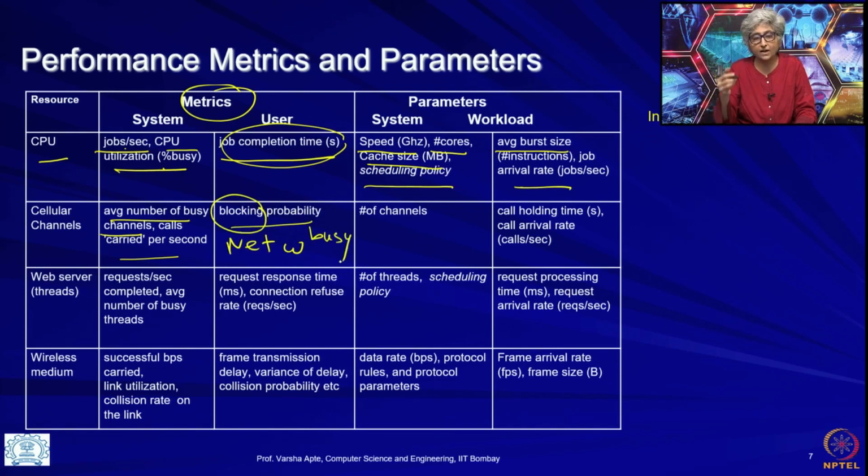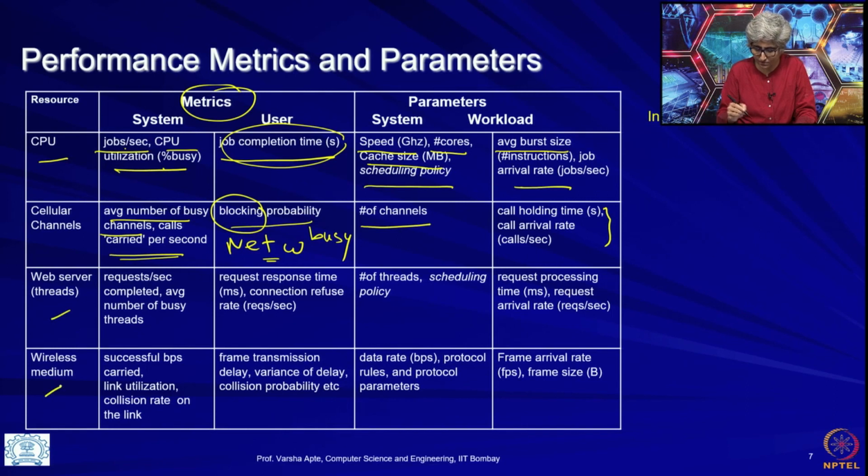What is the probability that I tried to dial something and I got network busy? The parameters, of course, will be the number of channels. If there are fewer channels, then you can't carry that many calls, because many people will get network busy. This is the parameter of the system. Then from the user's point of view, how long users go on talking on the phone will directly impact how many calls per hour you can complete successfully. So, this is for the cellular channels.